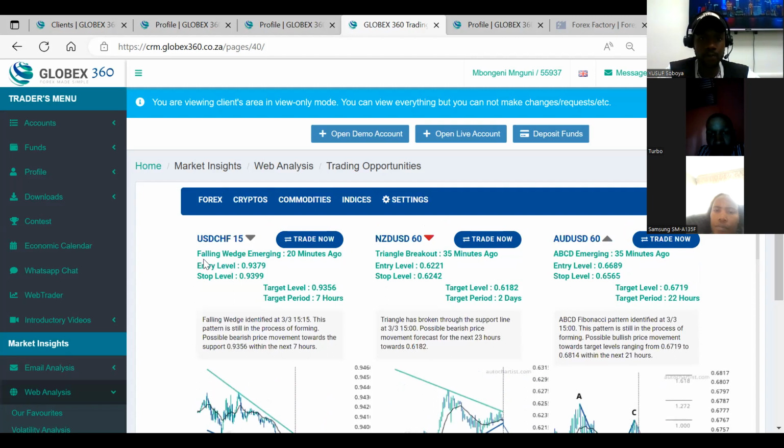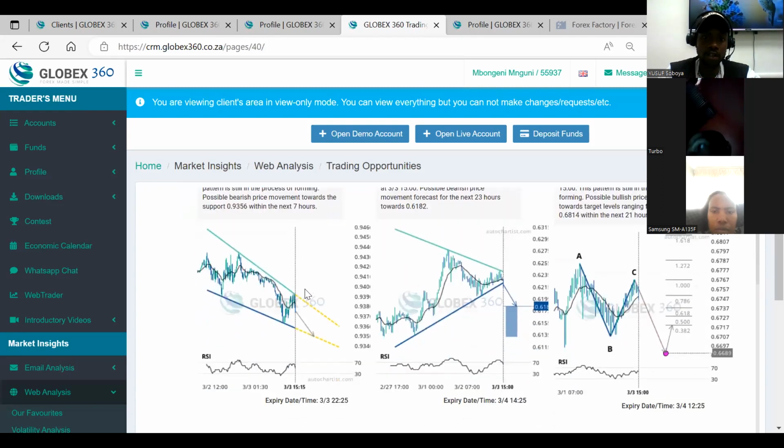USD CHF, formed 20 minutes ago, right? Entry level 0.9397, stop level 0.9399, target level 0.9357, target period 7 hours. So there's another gentleman who was asking me about entering early or exiting early. As long as the market hasn't reached the target level, you must remember that you still have 7 hours. You have 7 hours for the market to get to that specific level.